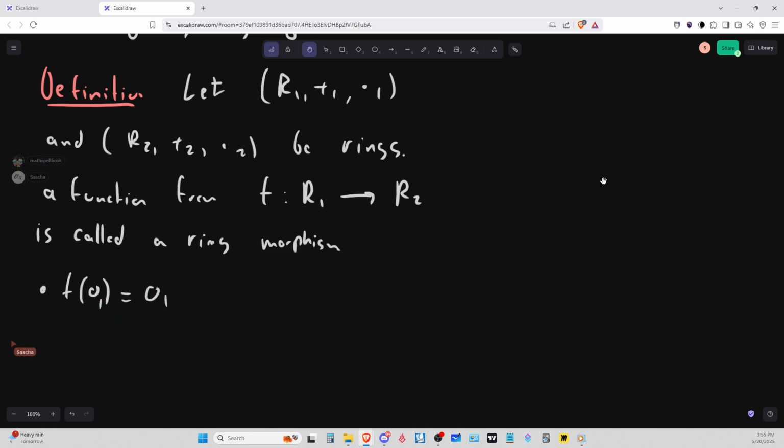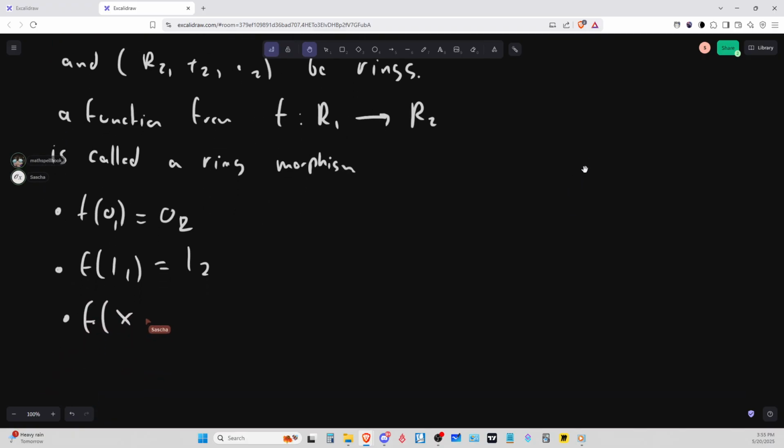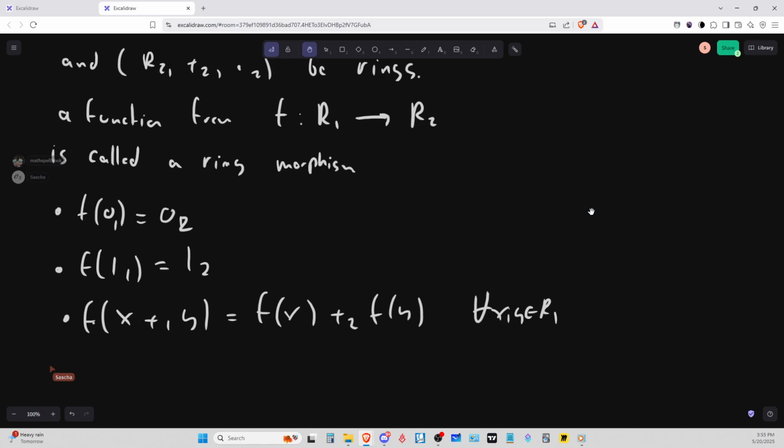Okay. All right. Oops, sorry, it's supposed to be a 2 here. And I'm gonna ask the same thing for the multiplicative elements. Okay. For the neutral element. And after that, I'm gonna ask that it plays nice with addition. So f of x plus y will be f of x plus f of y. Maybe I should add for all x and y inside of R1. And I will ask the same thing for multiplication.